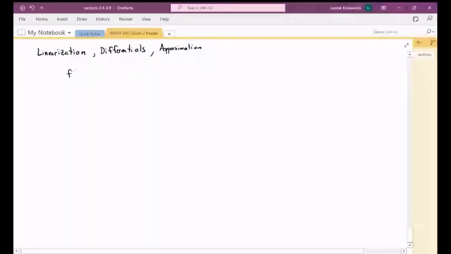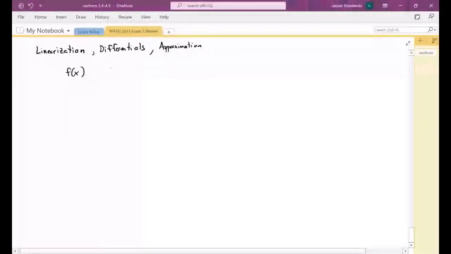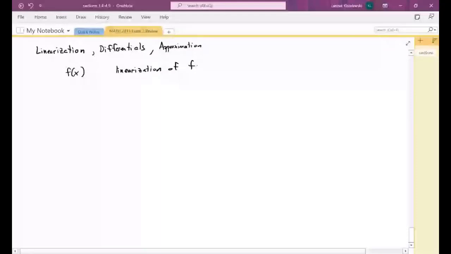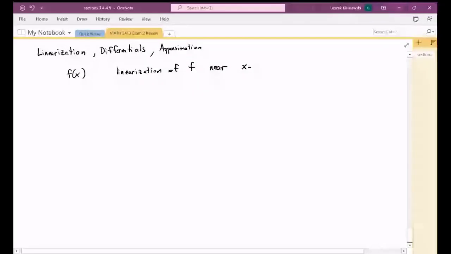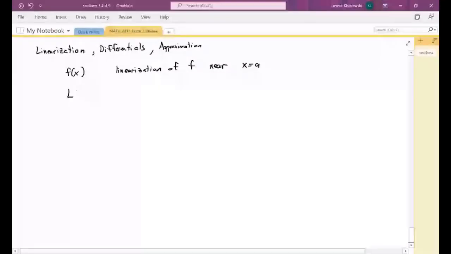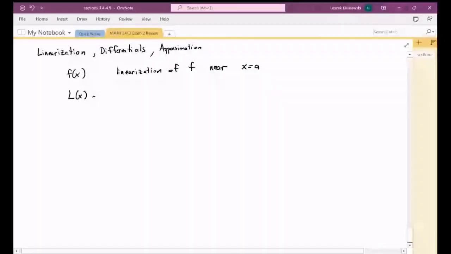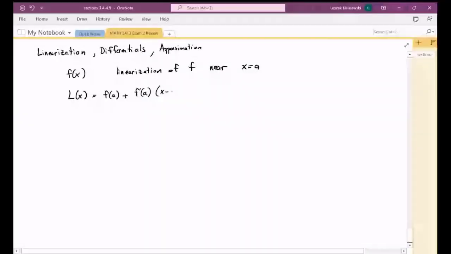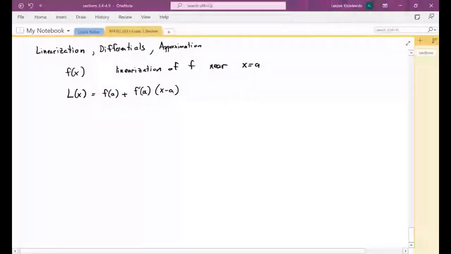So if you have a function and you want its linearization near a specific value of x, let's say a, let's use the letter a, then we can write L of x. And then you have what the function is at a, plus the estimated change in the value of the function, and we use the derivative to estimate the rate of change, times the actual change as x moves away from a, right? So this is like the delta x, how far x has moved away from a.